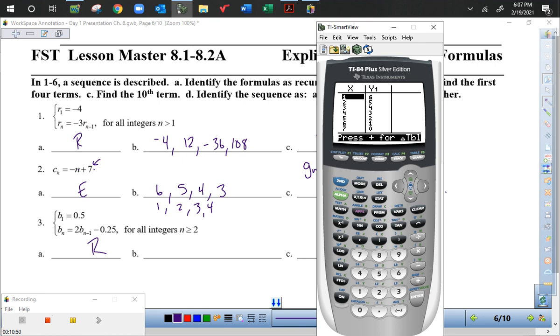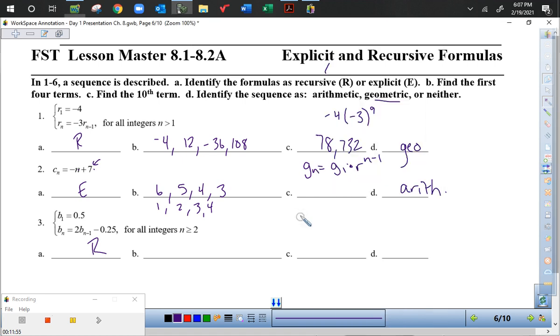Copy them really quickly. Another benefit of this is now when we want to find the 10th term, we just scroll on down. There it is, negative 3. But again, plugging it in, n is 10, gets us there very quickly.